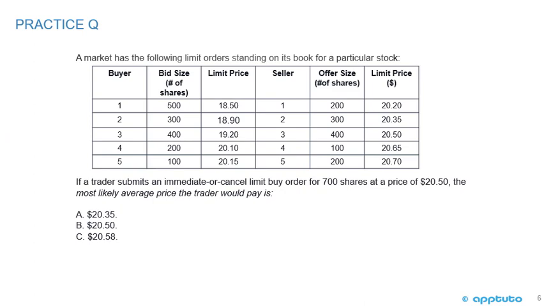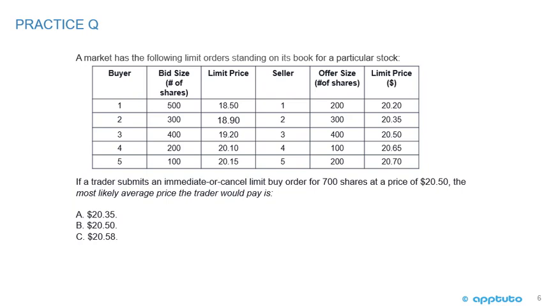A market has the following limit orders standing on its book for a particular stock. So we can see there's 5 buyers, 1, 2, 3, 4, 5. And then we have the bid size, the number of shares, and the limit price. And on the seller side, we have the 5 sellers. We have the offer size, the number of shares, and the limit price. Okay, so this is giving us in a table format very similar information that we had on the previous slide with regards to a simplified order book, but this is also giving us the number of shares.